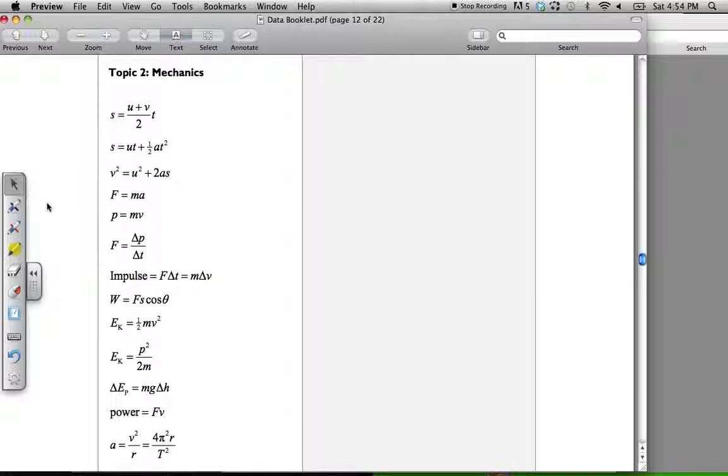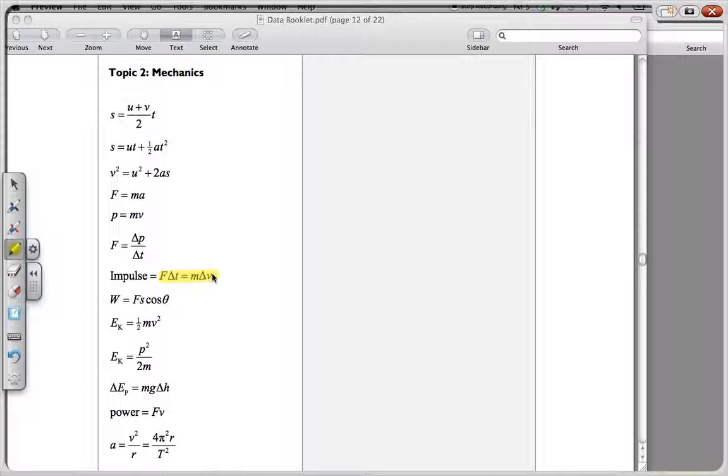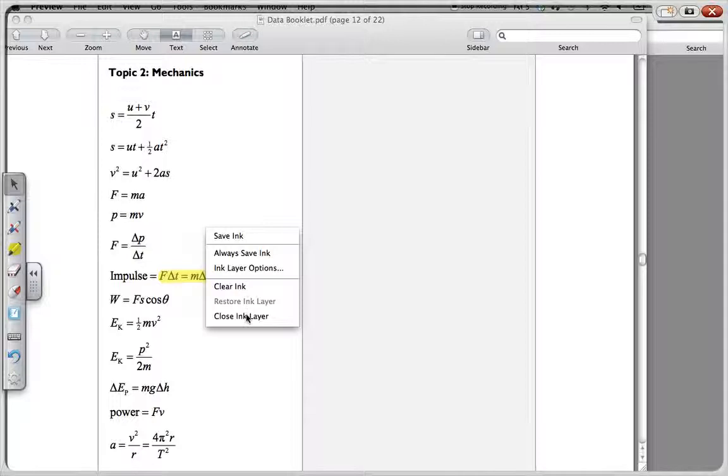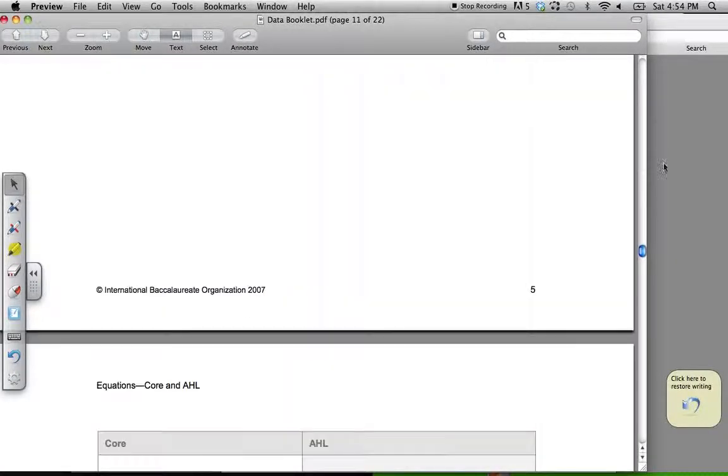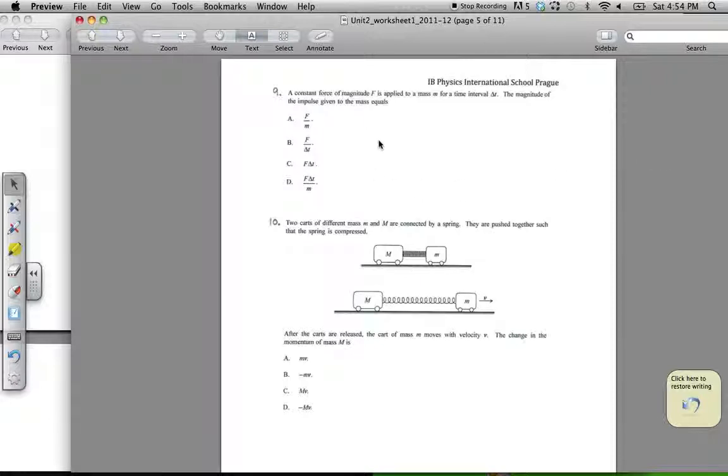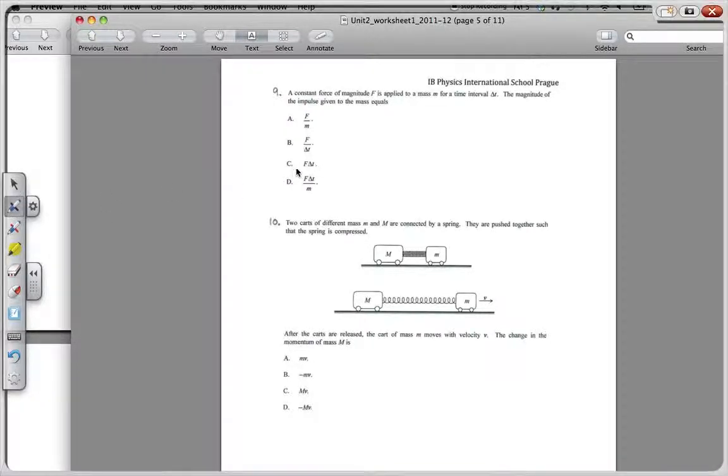Now here we see that our impulse is given by this force times change in time, or force times change in velocity. Actually, the impulse gives us the change of momentum. So going back, we can look at the answer for this one. Obviously it's going to be C here, because this is the impulse. So this is a direct question based on your understanding of the word impulse, something you've really got to know.